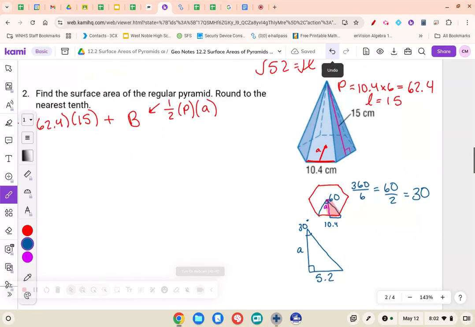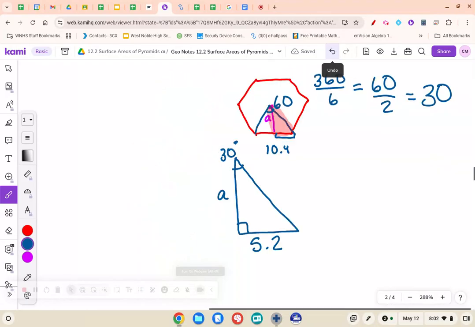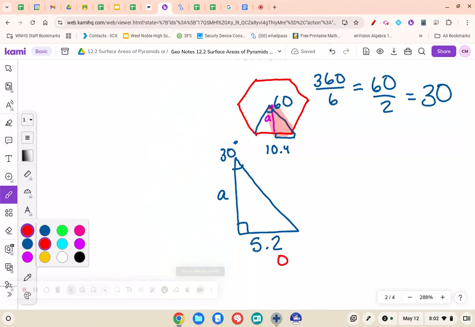Now we can do trig. And yes, guys, I'm going quickly through this because we've already learned this, okay? We have our opposite and our adjacent based on this perspective angle. So we're going to do tangent of our degree is equal to opposite over adjacent.